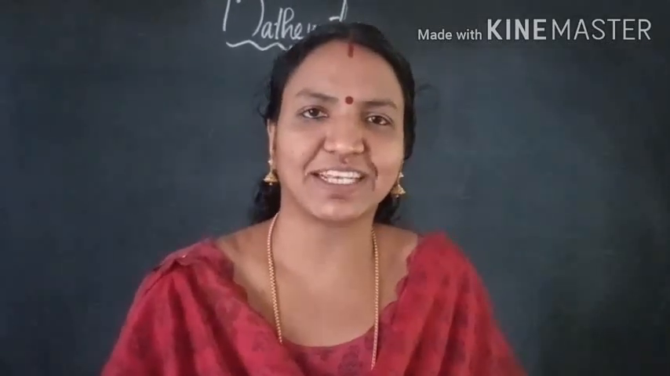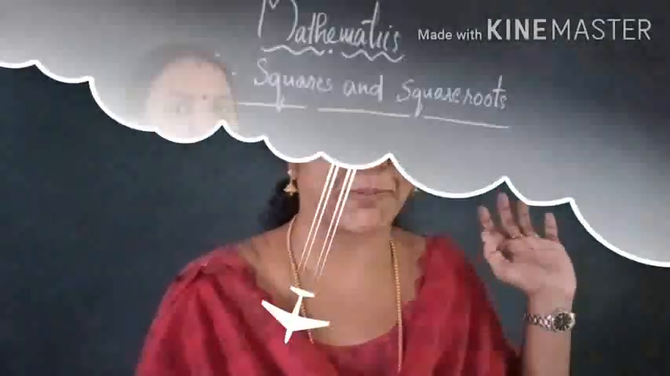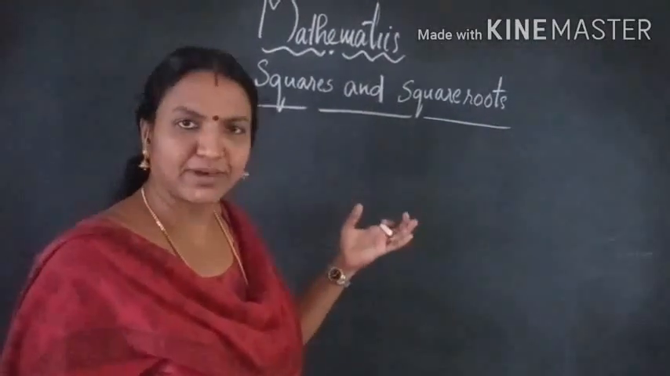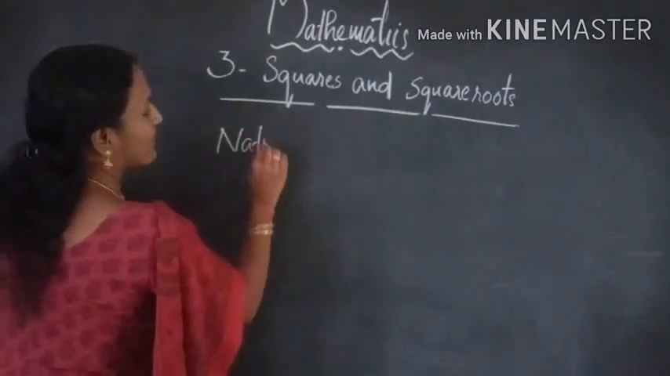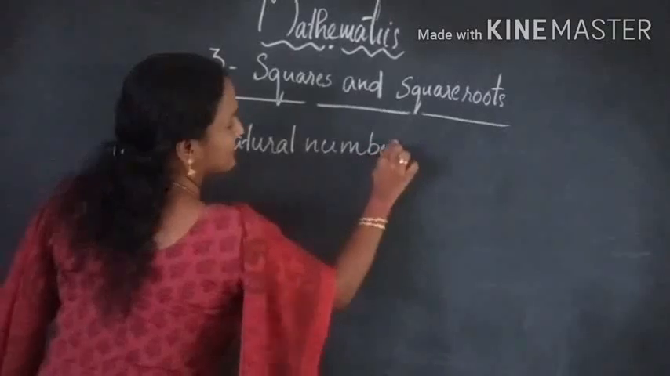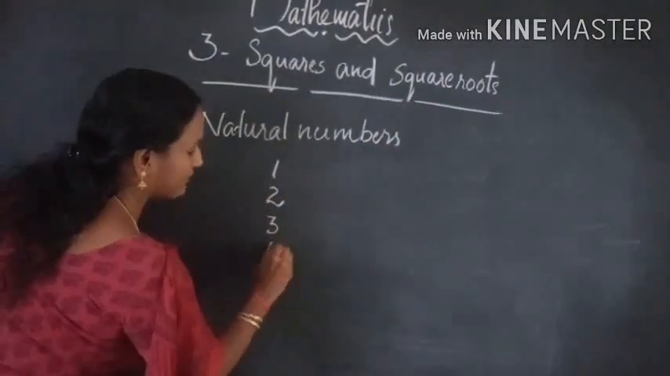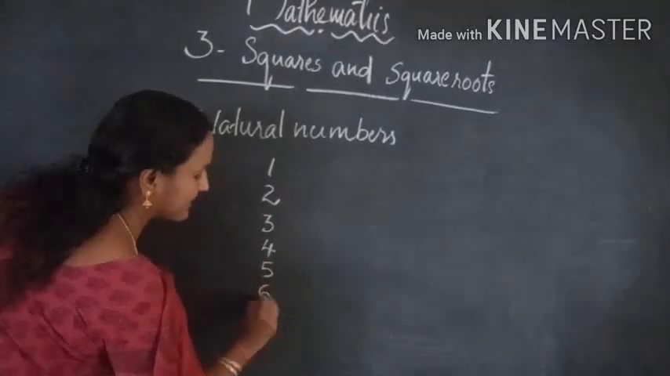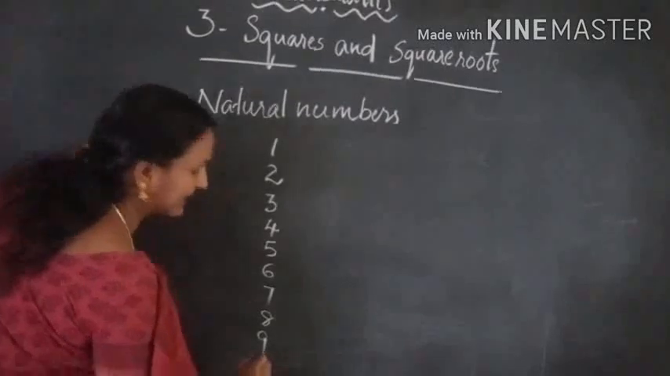In today's session, we shall discuss a new chapter, squares and square roots. Let's move on to the topic. Consider the natural numbers 1 to 10: 1, 2, 3, 4, 5, 6, 7, 8, 9 and 10.